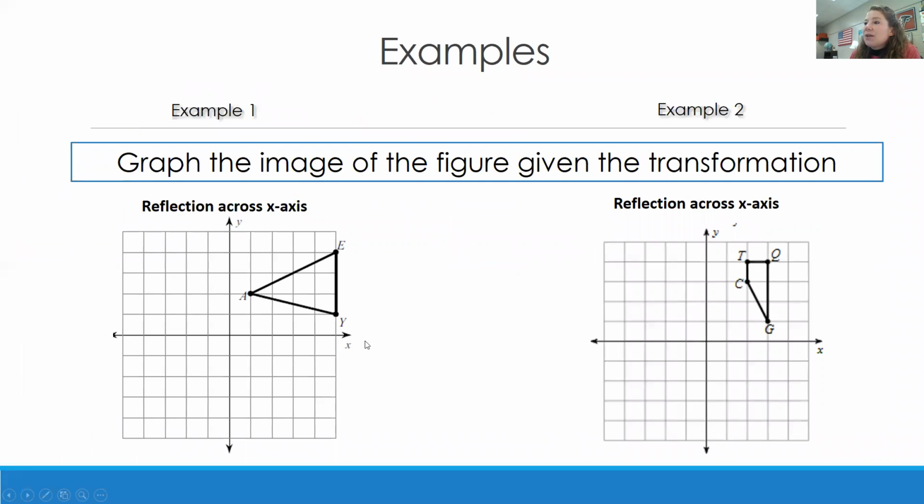So what does that mean? Here's our x-axis right here. If I'm going to reflect that, I'm going to flip that figure over the x-axis. It's going to go from here, I'm going to flip it over the x-axis, and it's going to land down here. So see how A is 2 units above the x-axis? I'm going to flip A over that x-axis, and it's going to be 2 spots below the x-axis. So that's going to be A prime. Y is 1 space above the x-axis. You're going to go toward that line of reflection and keep going 1 space below.